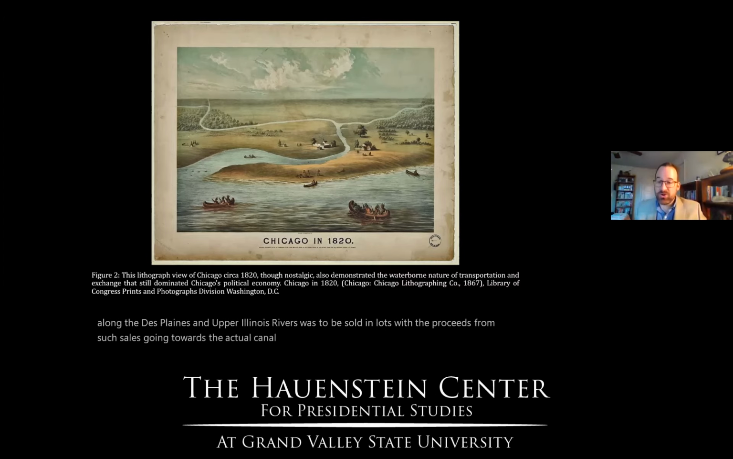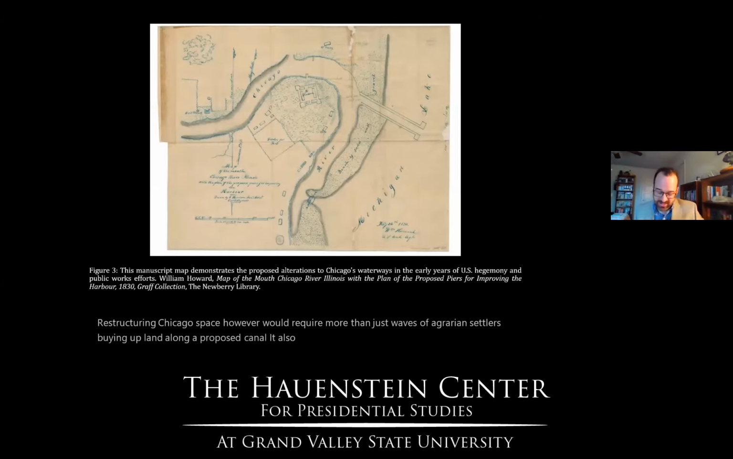Restructuring Chicago's space, however, would require more than just waves of agrarian settlers buying up land along a proposed canal. It also required an unprecedented level of government investment and state capacity. In 1831, for instance, federal funding and expertise made way for the first steps in this overhaul, the construction of a lighthouse to guide navigation through the notoriously treacherous waters off Chicago.